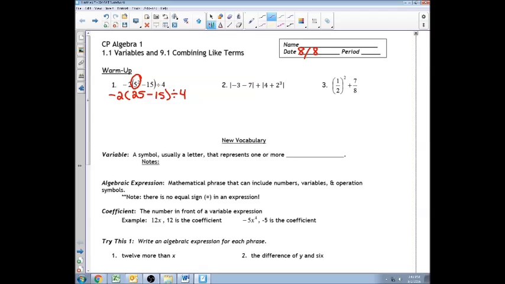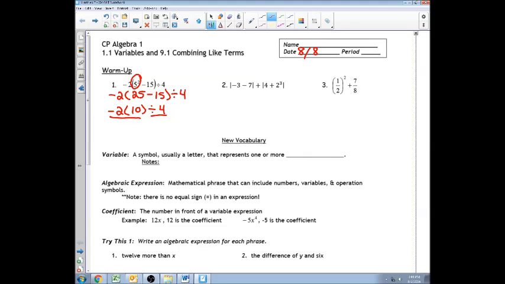Still, we need to work inside the parentheses. So I have 25 minus 15. Bring down my -2, parentheses, that is 10. Make sure we bring down our divided by 4. The next thing I'll look at, do I have any more parentheses or any more I have to do inside that parentheses? I do not. So it's just a multiplication problem here and a division problem here.